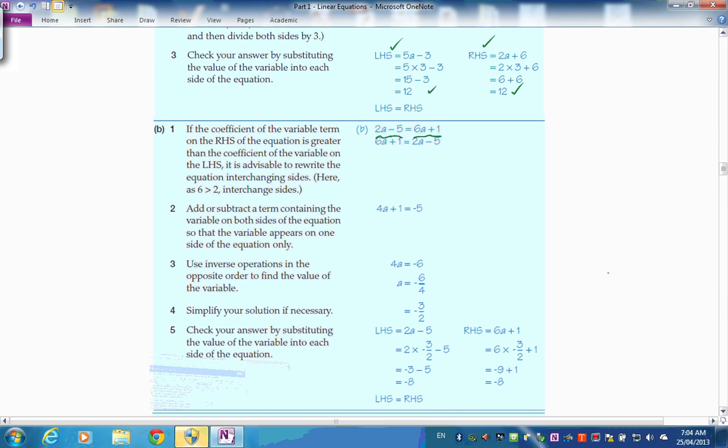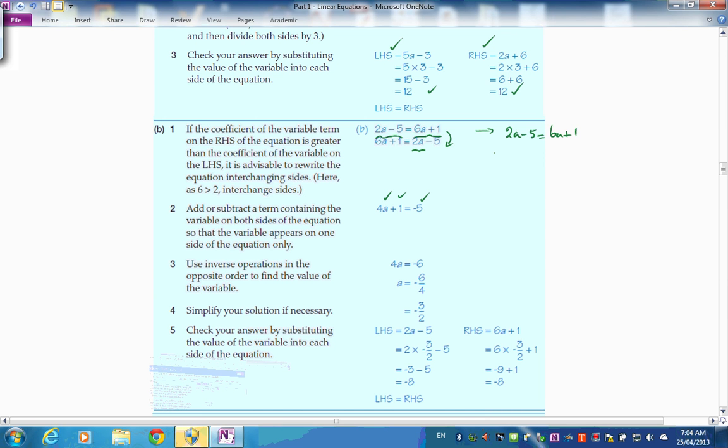Now what they've done here, because most people like to work from left to right, they've said, well, let's write this equation the other way around. 6a plus 1 equals 2a take 5. So that when you take away 2a, you get 4a plus 1 equals neg 5. You can do it as it stands. I'll show you what happens here, though. There's two other ways of doing this.